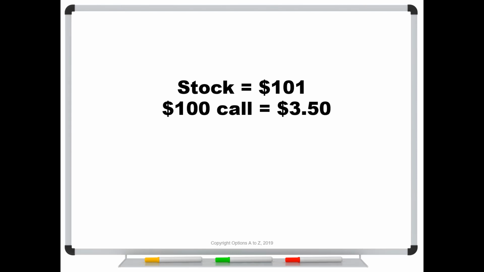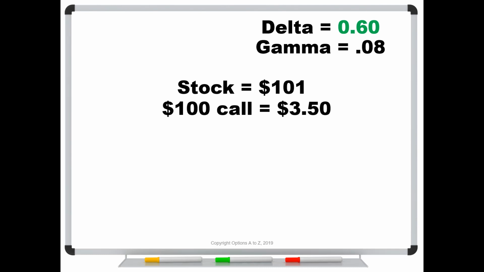So here we are still looking at our broker's platform. Our stock is now at 101. Our $100 call is trading for 3.50. And our platform shows our new delta at 0.6. It's increased. Our gamma will also change. Let's say that it's dropped to 0.08. Depending on where you are on that gamma curve, you're either going to rise or fall. Once the option is past at the money, your gamma is generally going to decline.